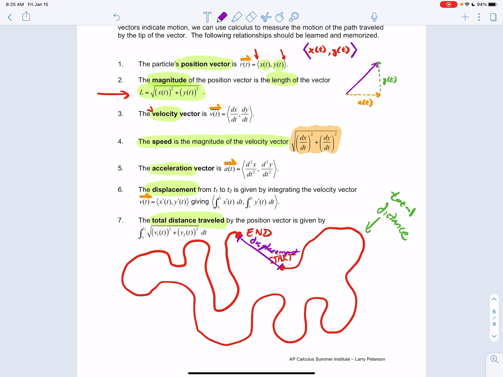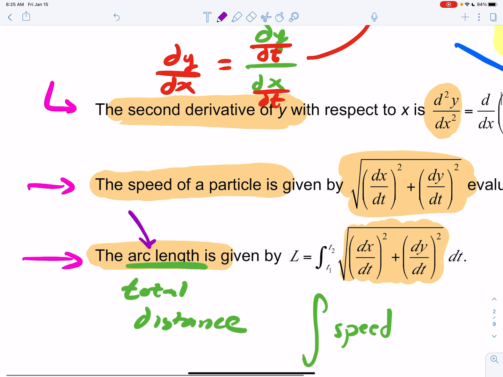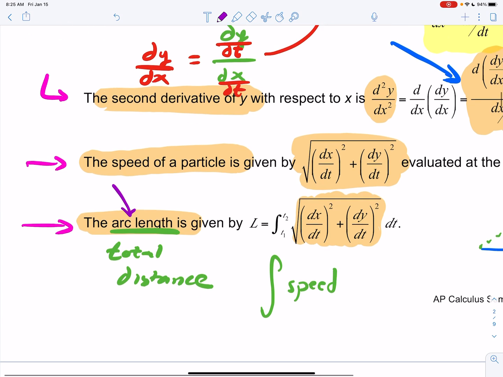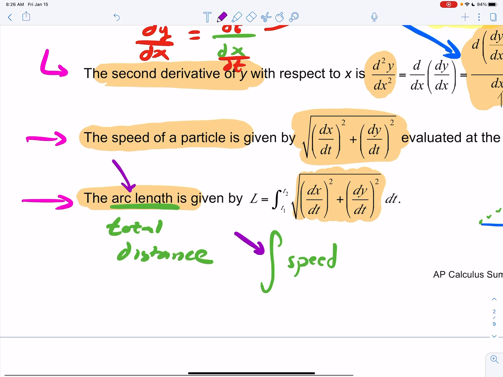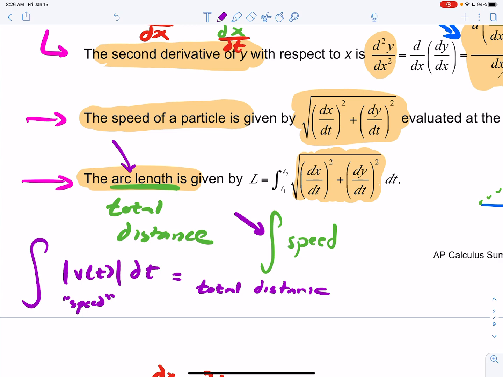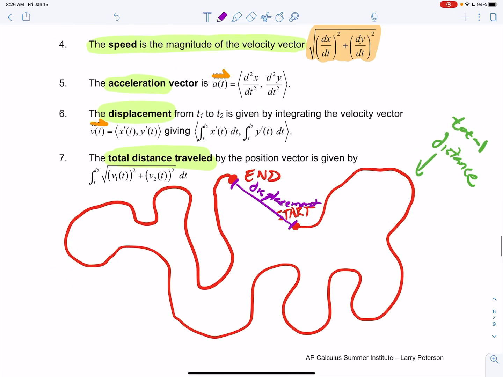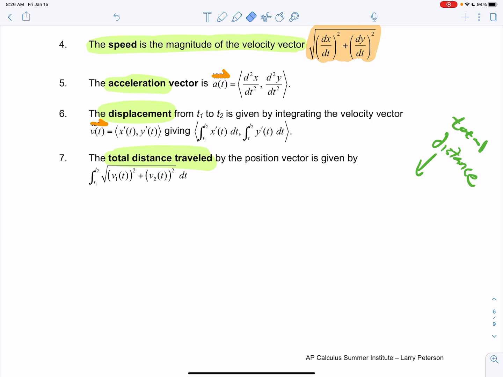Okay? And similar back to parametrics. I know I'm jumping back and forth here, but you guys should see. Notice the relationship between speed and arc length, or total distance. When I integrate speed, I get total distance. And if you guys remember, speed is velocity, but you don't care about the direction. Okay, so when you integrate speed, you get total distance. Write that down somewhere, okay? When you integrate speed, you get total distance. So I'll transfer that down here as well. Here's my point. Running out of space. So if you integrate speed, or the absolute value of v of t, which is speed, we get total distance.